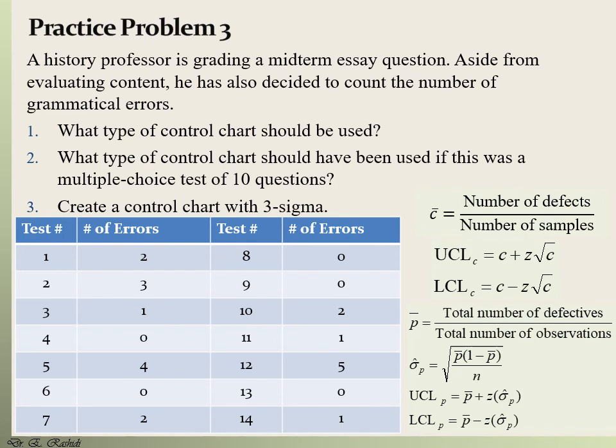And third is create a control chart with the 3 sigma for this problem. So you have the formulas on the right. You have to decide whether this is a C chart or a P chart, find the control limits, and see whether the process is in control or not. So please pause, try to solve the problem, and then after that, come back to see the solution.